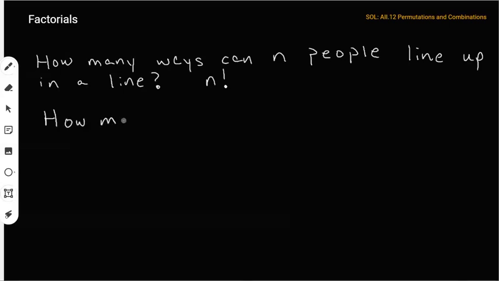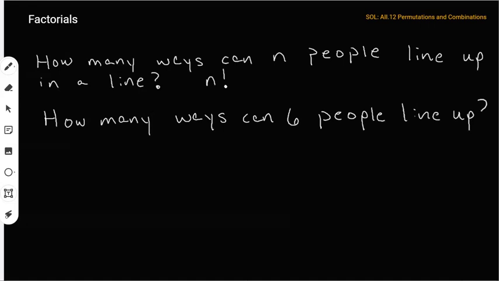So the first one that I want to go over is, how many ways can six people line up? Well, if you think about it, let's do six letters. Let's say the first person is A, the next person is B, and then we have to have six people, so we have C, D, E, and F. So these are my six people. Here's one way they can do it.